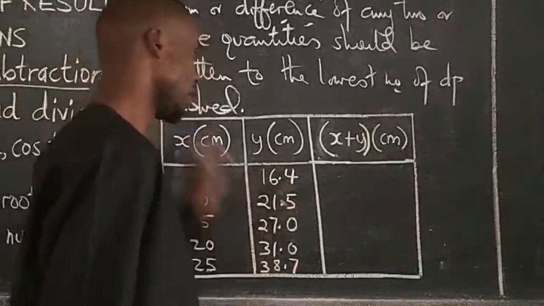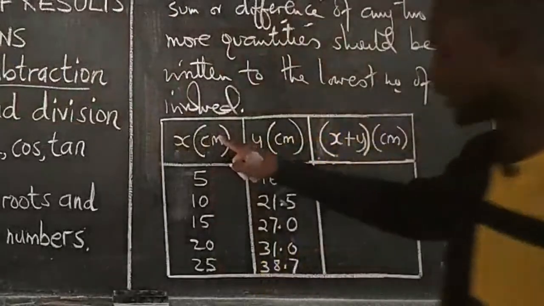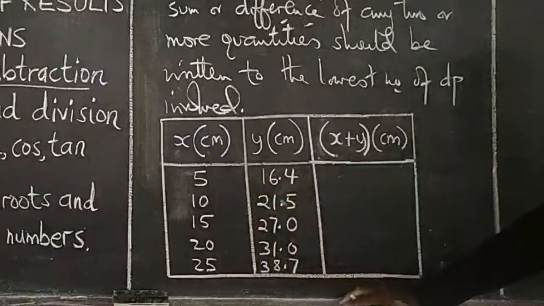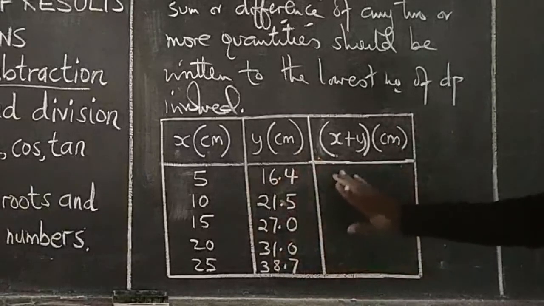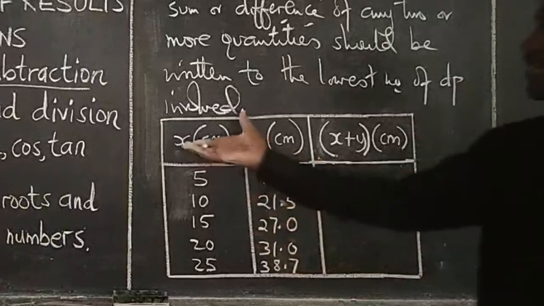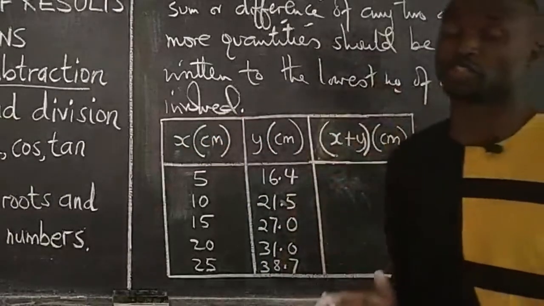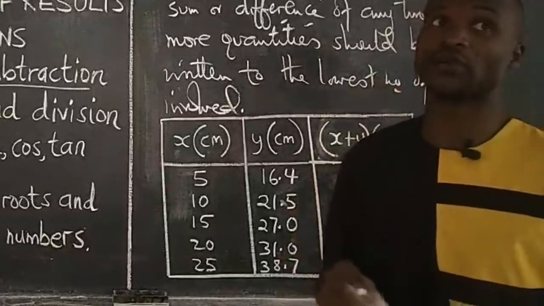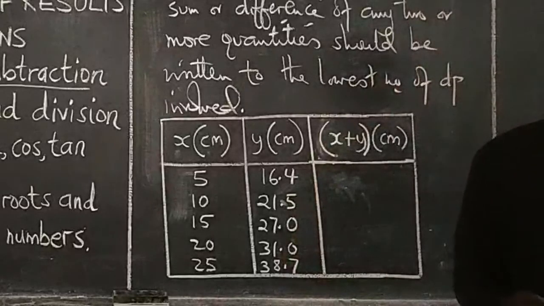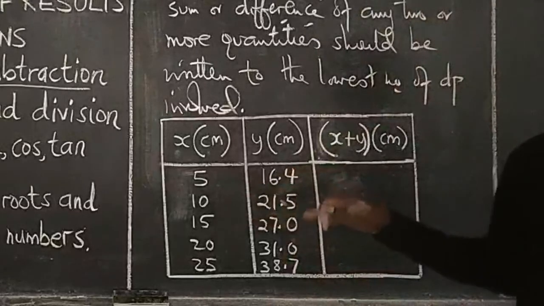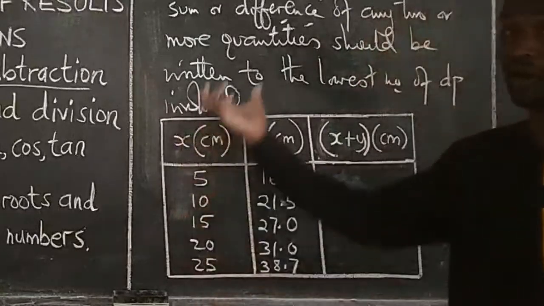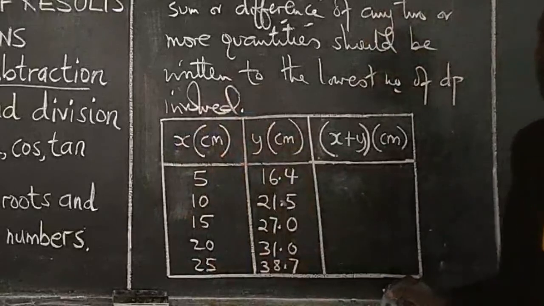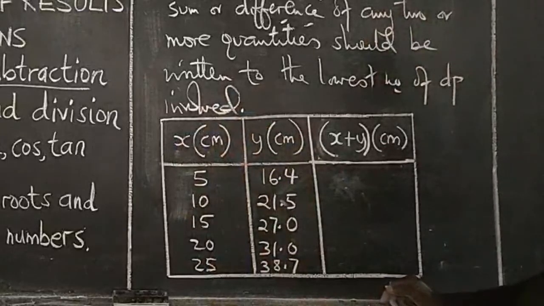So x plus y, what do we do? Look at this. X is written to whole numbers. Y is written to 1 dp. So what should we write here? Our answer, look at this. When we're dealing with addition and subtraction in the table of results, our interest is not about individual values only. Just realize that this is a whole number column, and this is a column of values that have 1 dp.